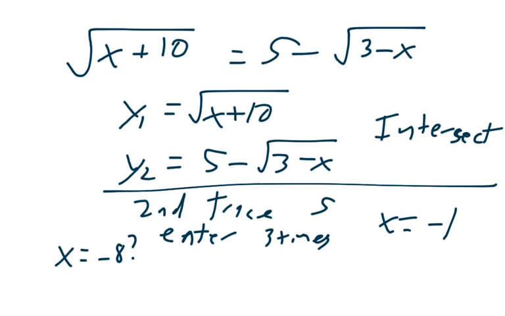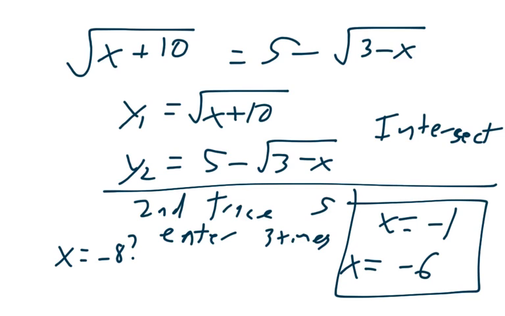So when you do second trace, first curve, second curve, and we move our graph to the left side, we find out that there's another answer, and it actually turned out to be -6. And those are our two answers, and because we graphed them, we don't have to check them, and that is 4-7.